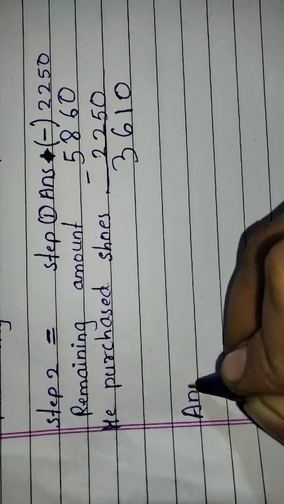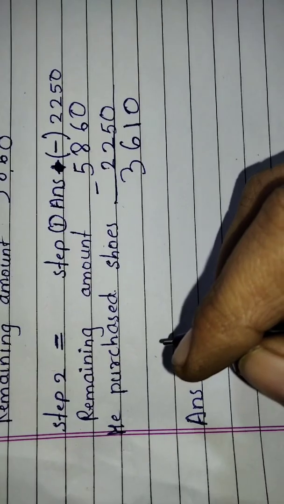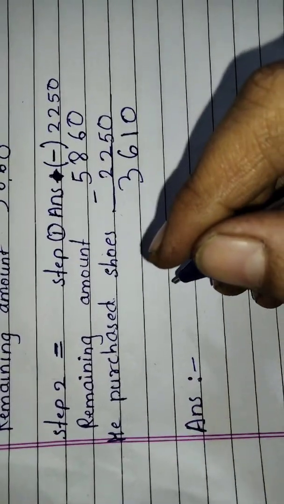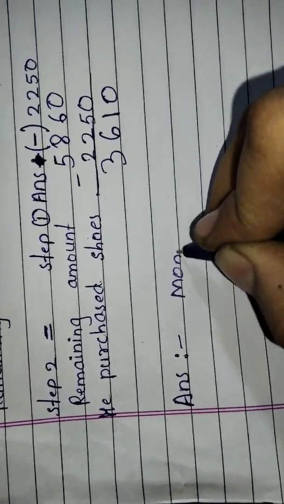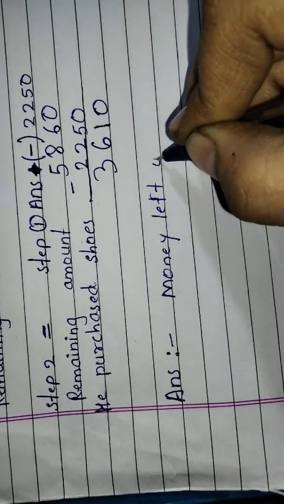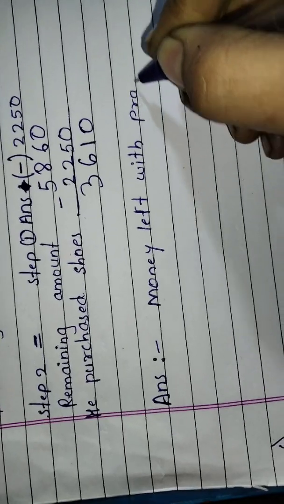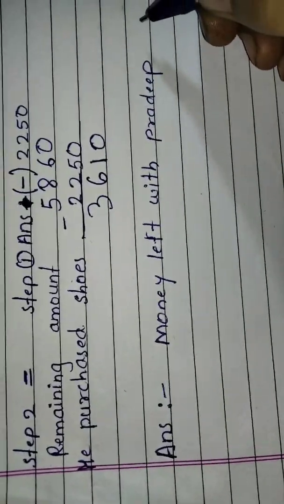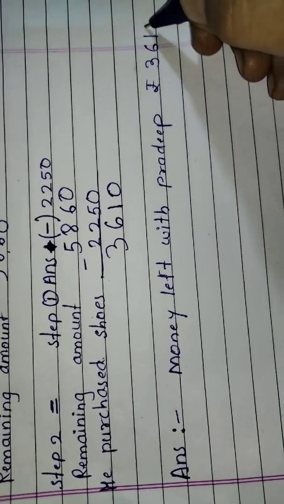Answer: remaining amount with Pradeep, money left with Pradeep, rupees 3,610.